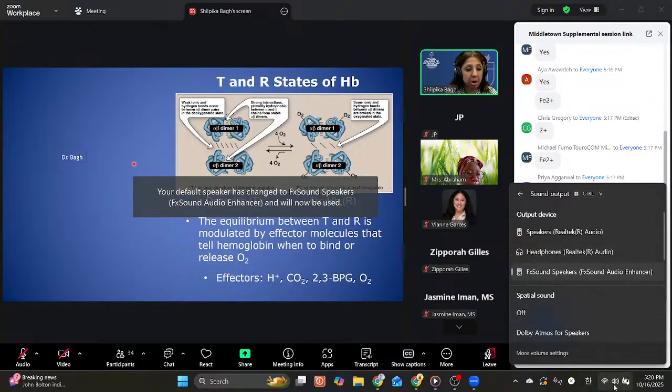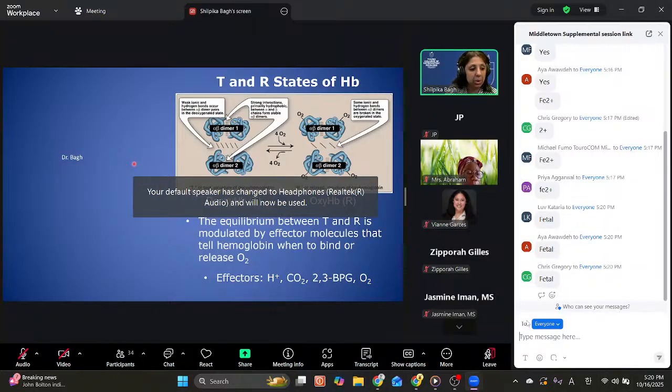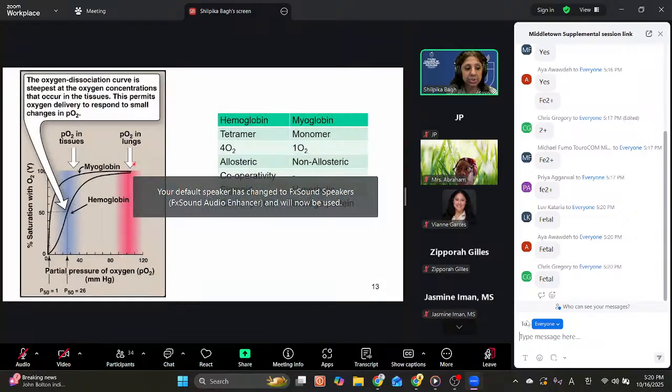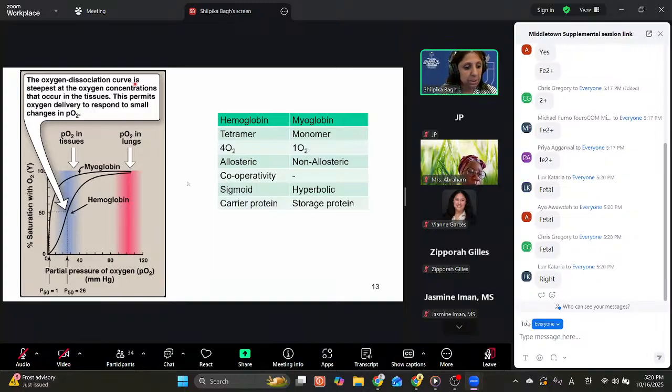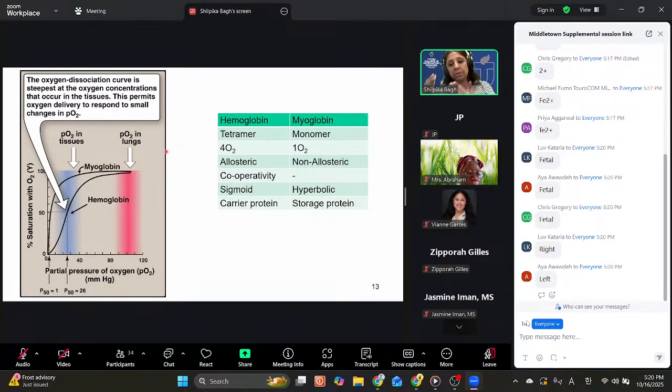Did we talk about taut and relaxed form? Yes, though I will do the review today, so I'm not going into detail. I'm just refreshing so that we can restart from where we left. Yes, we talked about taut and relaxed form. And when do you stabilize taut form? Right shift or left shift? Right shift. Right shift favors delivery of oxygen to peripheral tissue. We identified that. We identified the Bohr effect.